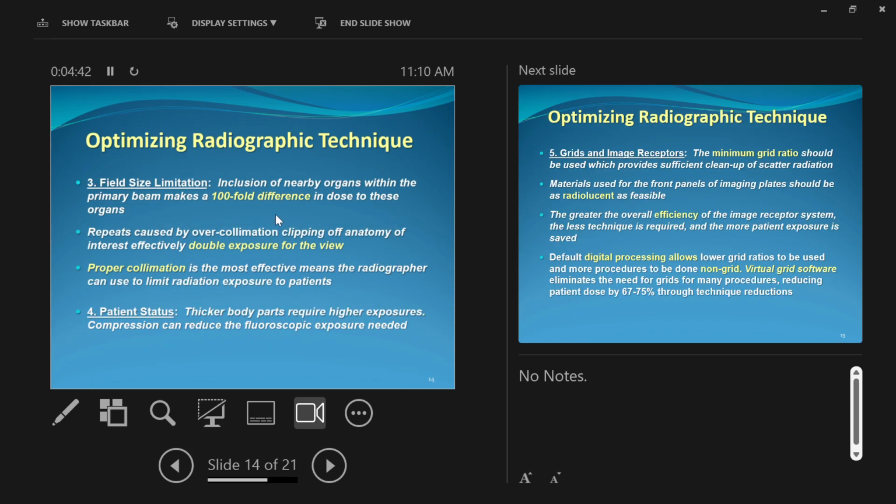Next thing that can be done to affect patient exposure is called field size limitation. There's an area that the X-ray beam is, and we can make that area bigger or smaller. We call the device that does that a collimator, and we call the act of doing it collimation.